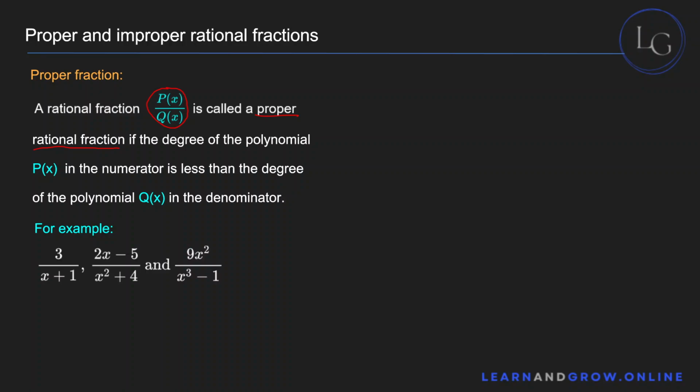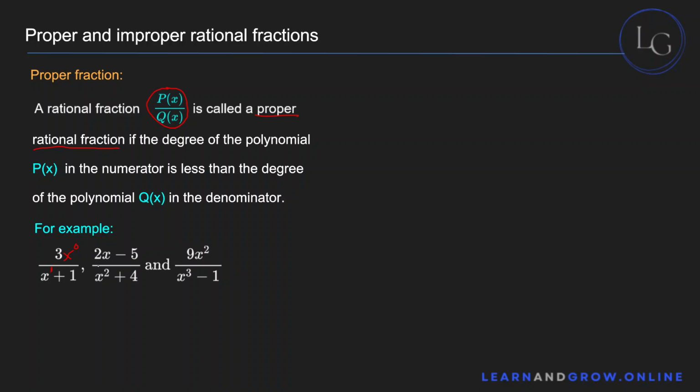So for example, you have these three rational fractions. The highest degree of x in the numerator here is 0, and the highest degree of variable x in the denominator over here is 1. So as you can see, 0 is less than 1, so this is a proper rational fraction.